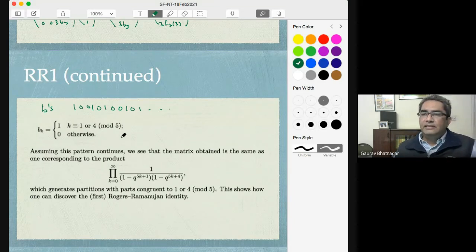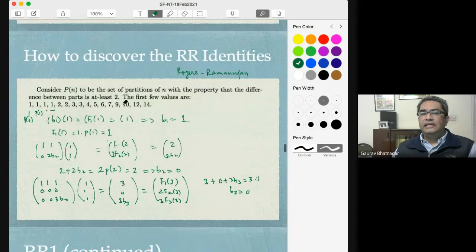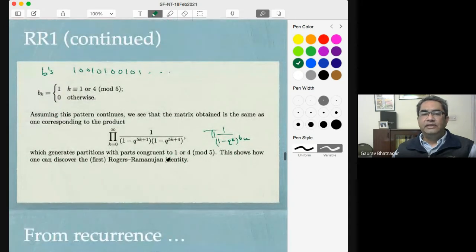And if you assume that this pattern continues, then the matrix is the same as that corresponding to this product. Remember, the product is basically 1 over q to the k for bk. So when bk is 1 for k congruent to 1 or 4 mod 5, then we have a factor, otherwise there's nothing there. And this generates partitions into parts congruent to 1 or 4 mod 5. So what we started with, partitions with difference of parts at least 2, we get to partitions with parts congruent to 1 or 4 mod 5, and this shows that we can discover the Rogers-Ramanujan identities.